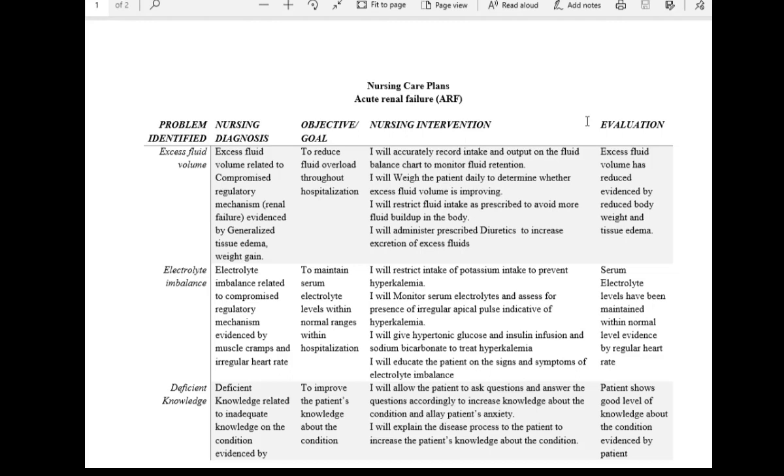Serum electrolyte levels have been maintained within normal ranges, evidenced by regular heart rate. So you find that now that we have normal ranges of electrolytes, the patient has a regular heart rate and has no muscle cramps. Those are some of the symptoms that are shown in electrolyte imbalance. So that's about our second problem, which is electrolyte imbalance.